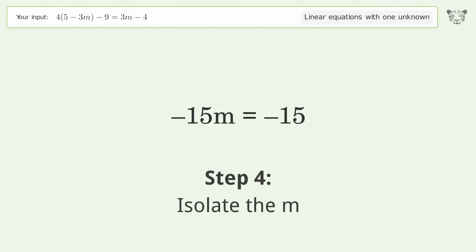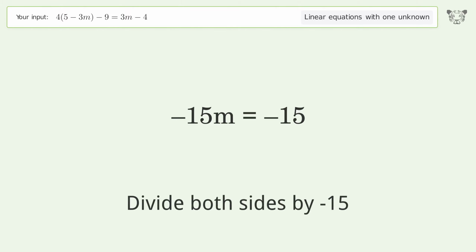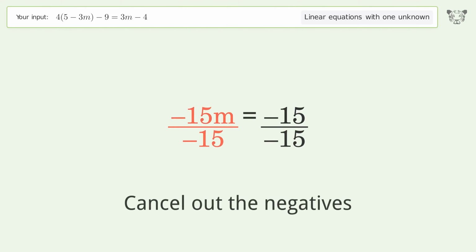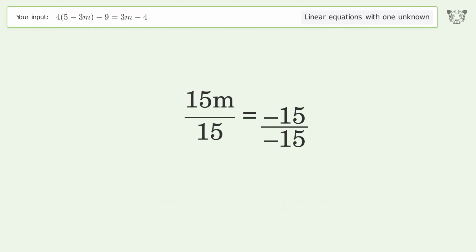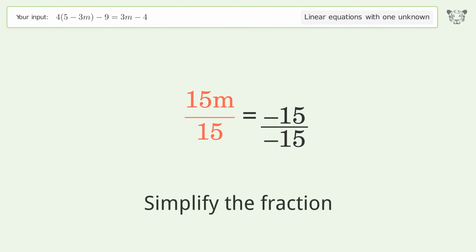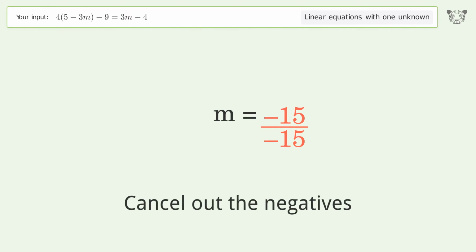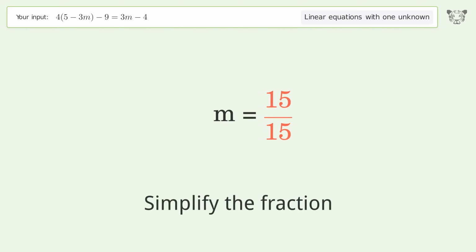Isolate the m. Divide both sides by -15. Cancel out the negatives. Simplify the fraction. Cancel out the negatives. Simplify the fraction.